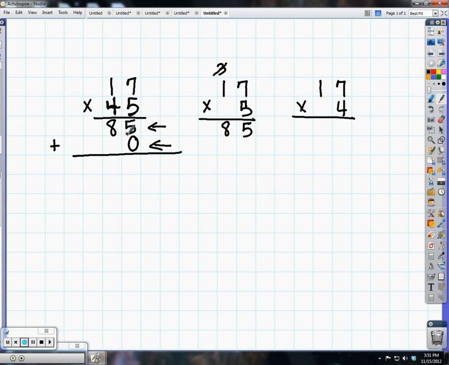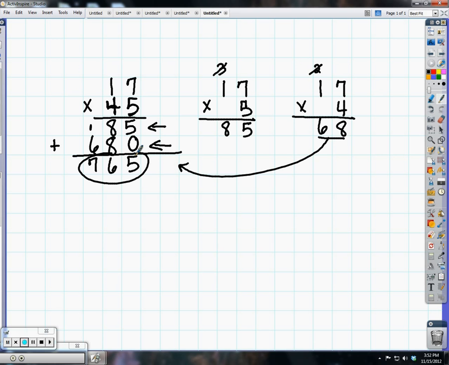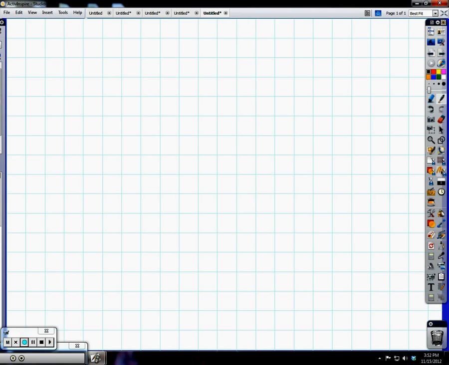On the second line of work, it's 17 times 4. 4 times 7 is 28. Put down the 8, carry the 2. 4 times 1 is 4, plus 2 is 6. The 68 goes in front of the 0. So 68, and now all I have to do is add. 5, 8 plus 8 is 16, carry the 1, 6 plus 1 is 7. The product is 765.